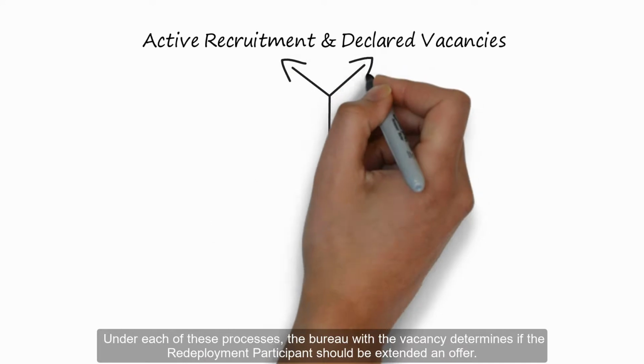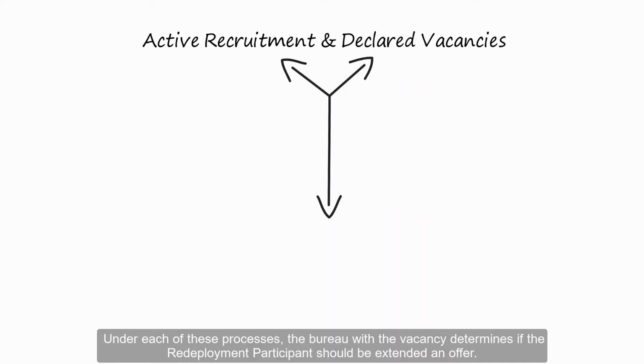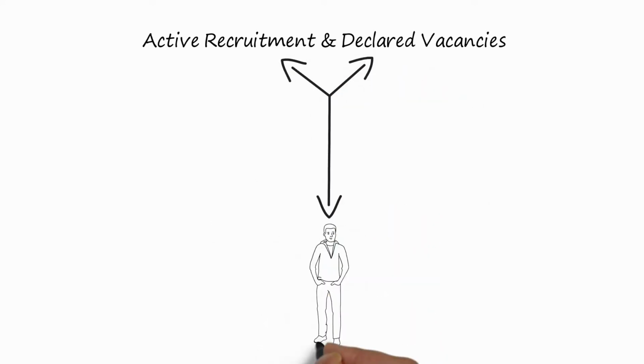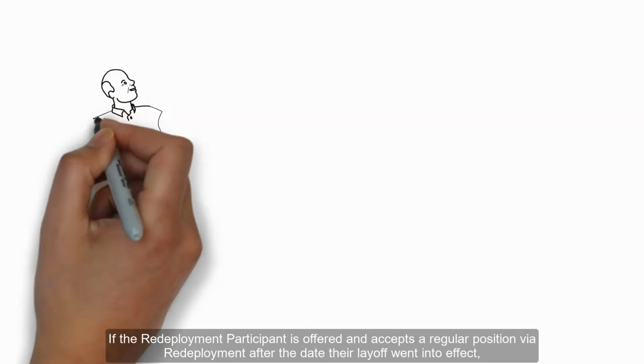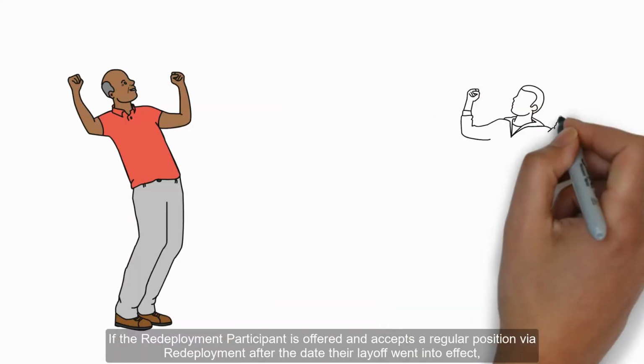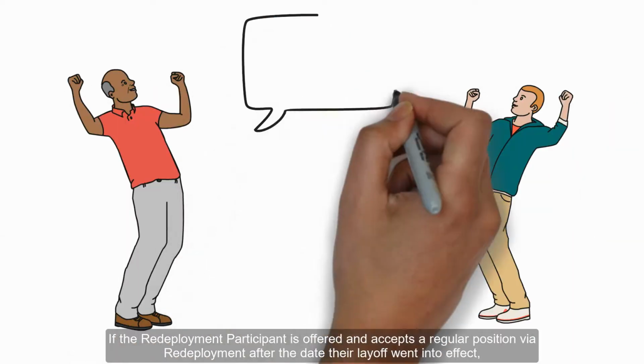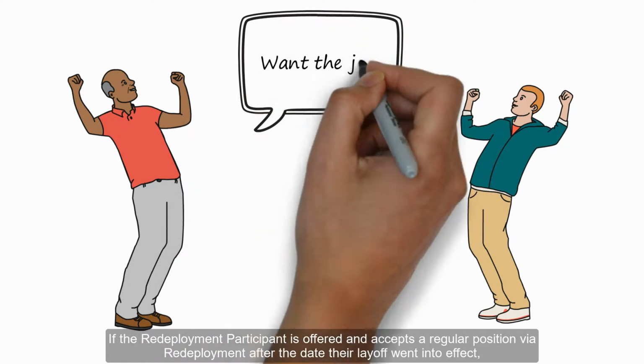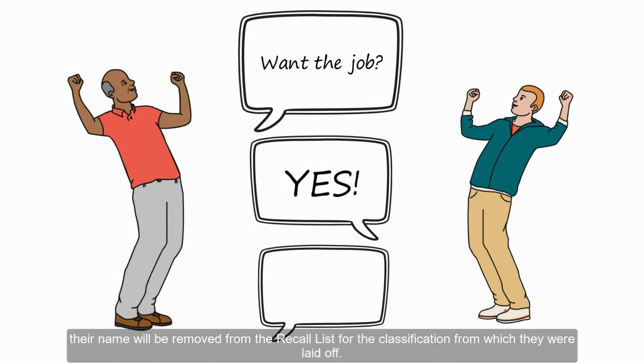Under each of these processes, the Bureau with the vacancy determines if the redeployment participant should be extended an offer. If the redeployment participant is offered and accepts a regular position via redeployment after the date their layoff went into effect, their name will be removed from the recall list for the classification from which they were laid off.